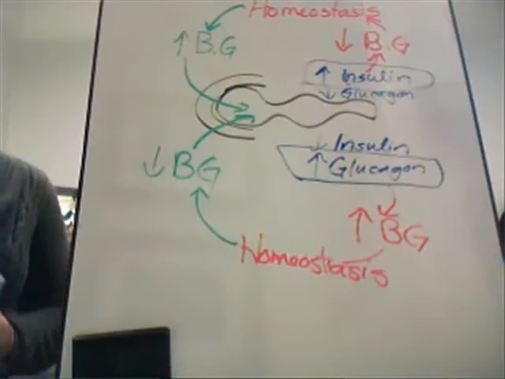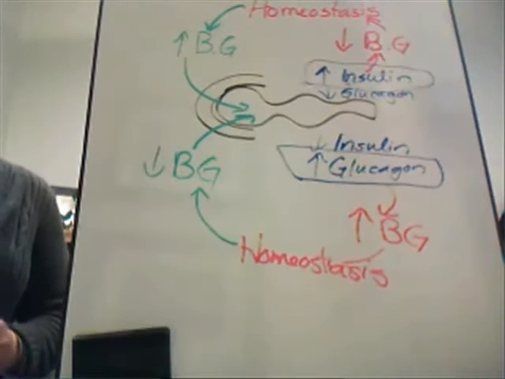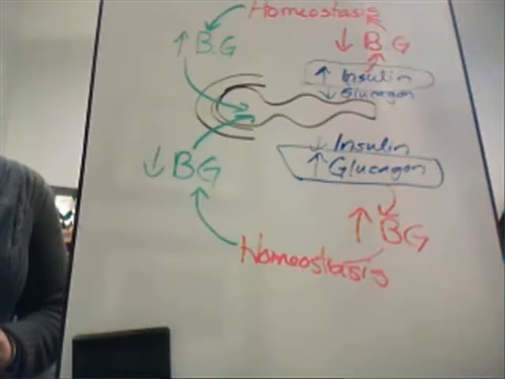Now, in addition to the pancreas, we also find that there are some effects of the parasympathetic and sympathetic system on the pancreas.